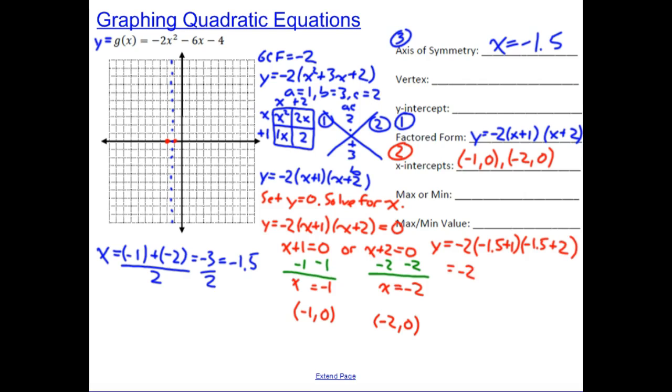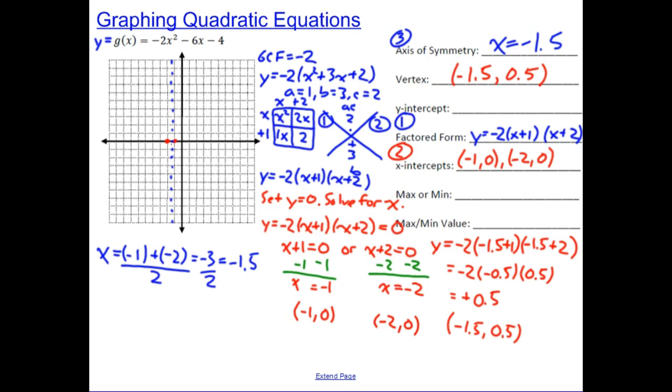So I have -2 times -0.5 times positive 0.5. Okay, and that's going to give me a value of 0.5 times 0.5 is 0.25, times 2 is 0.50. That's going to be a positive 0.5. So that's my y value. So my vertex is going to be my x and my y: -1.5, 0.5. And I can write that in my answer area.